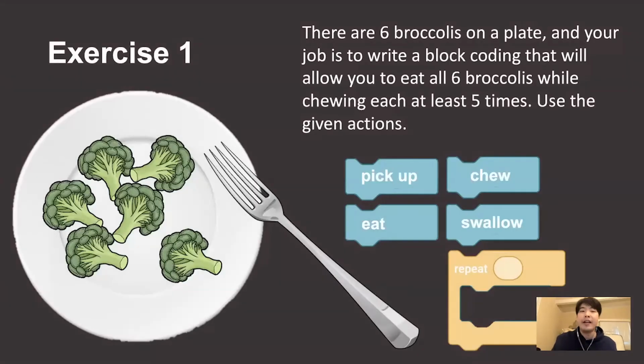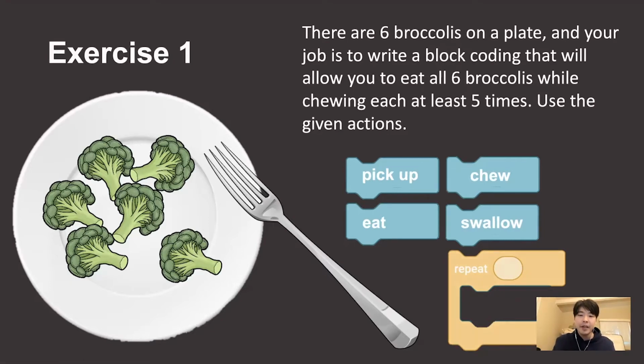Next, exercise number 1. Let's say there are 6 broccolis on a plate, as you can see here, and your job is to write a block code that will allow you to eat 6 broccolis while chewing each one at least 5 times. Here are the given actions: there are 4 actions here: picking up, chewing, eating, swallowing, and there's this repeating function. So pause the video and come back once you're done.